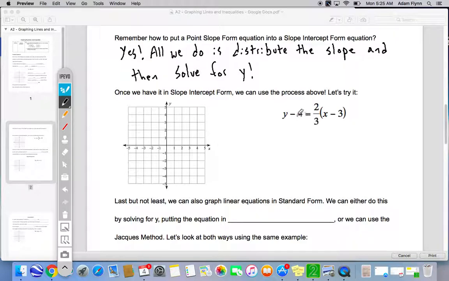So let's try this one. We have y minus 4 equals 2/3 times x minus 3. So I'll distribute my slope. So I'm left with y minus 4 equals 2/3 x minus 2. And if you're confused about 2/3 times negative 3, just come and get me during class. Okay, so what we'll do now, we want to get y by itself, so we'll add 4 on this side, and we'll add 4 on this side.